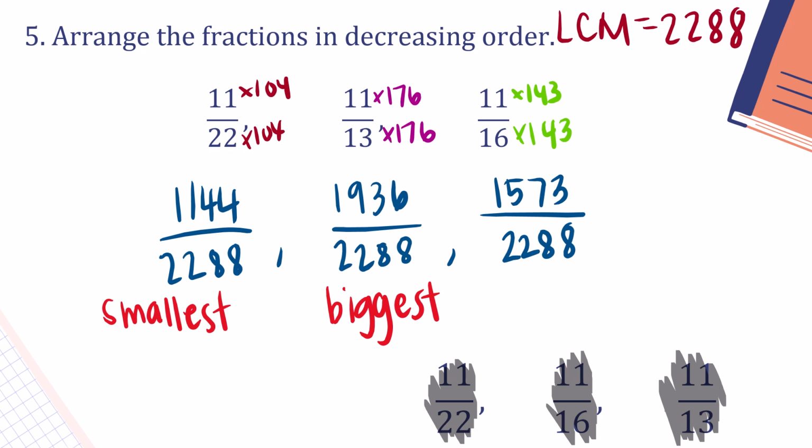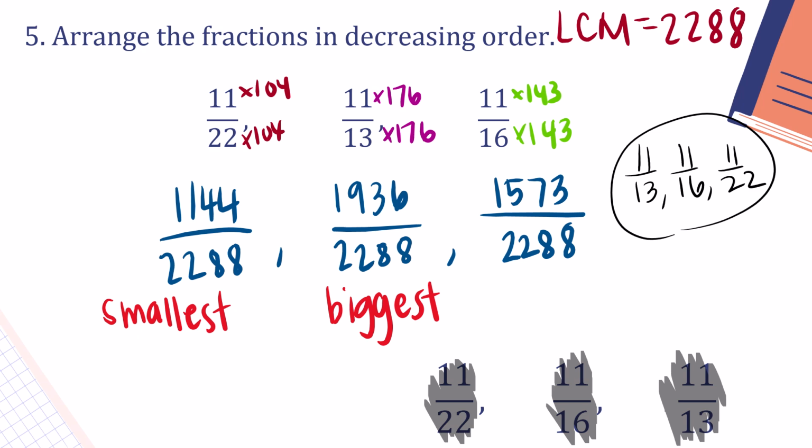Decreasing means the biggest one goes first. So that's going to be, let me change the color. Okay, so biggest goes first, so that's this middle one, so that's 11 over 13. Then the middle one is 11 over 16. Then the smallest one is 11 over 22. That's decreasing order. That means the biggest one goes first, then they get smaller each time.